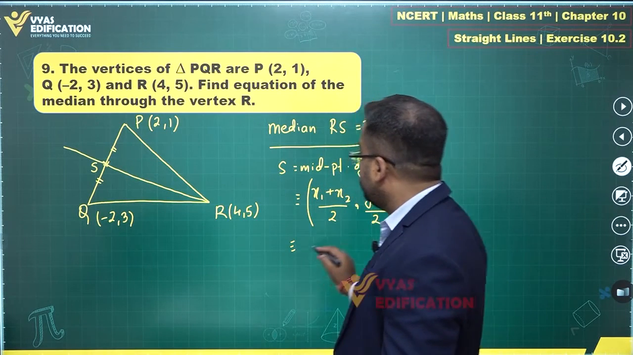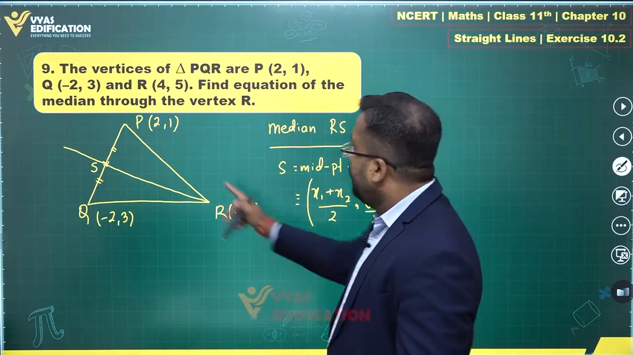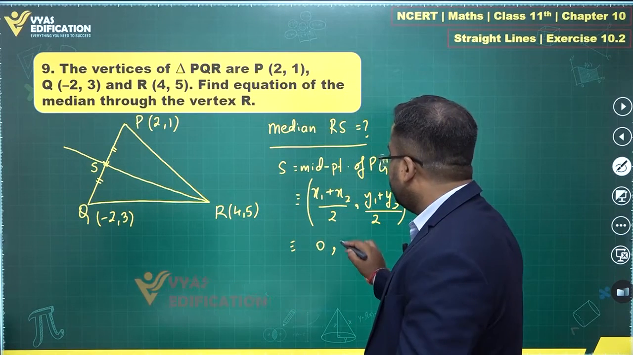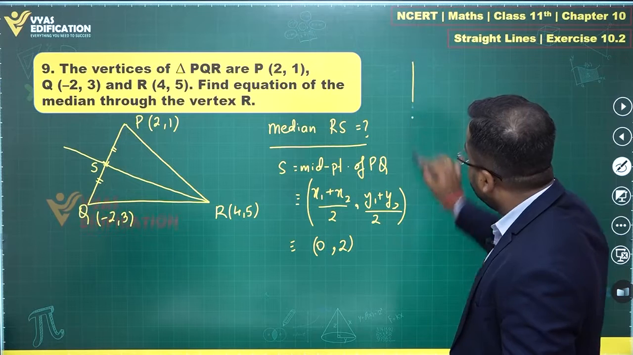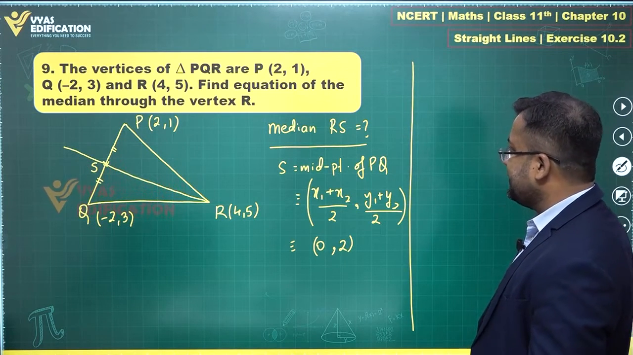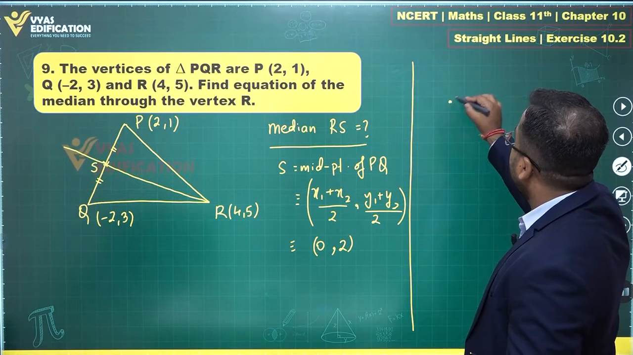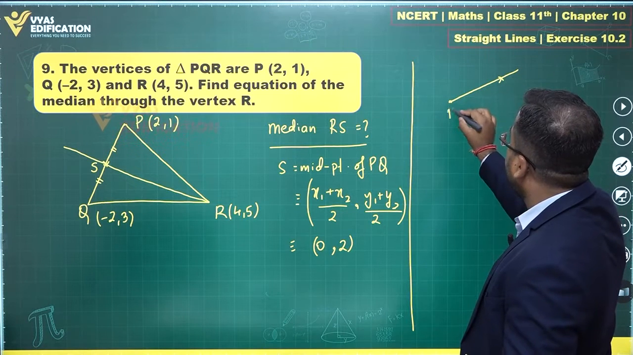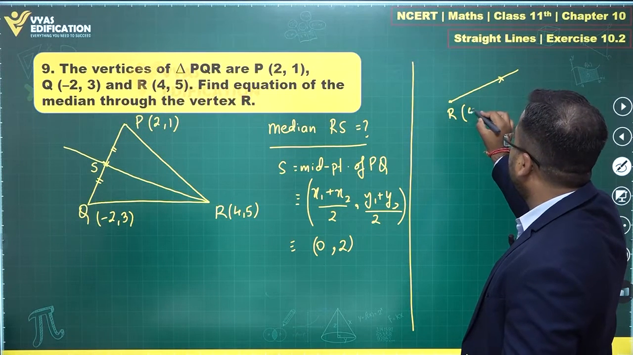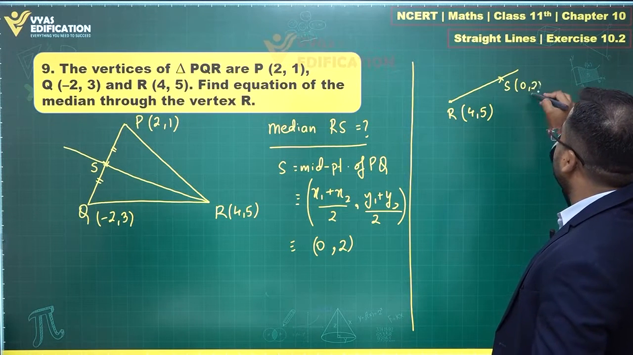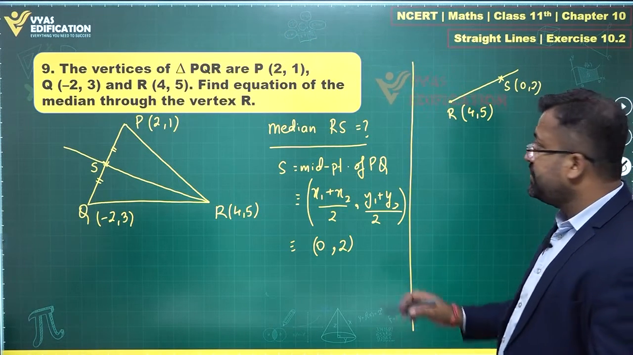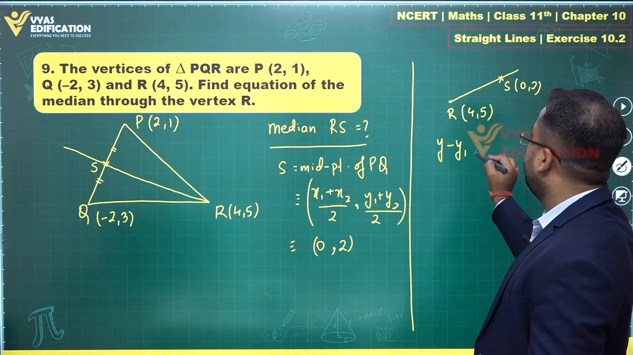2 minus 2, which is 0, by 2 is 0. 1 plus 3, 4 by 2 is 2. This is what you have. The coordinates of S have been found now. Once you have R and S, the points are known. If you know R, which is (4, 5), and you know S, which is (0, 2), you can easily write the equation.